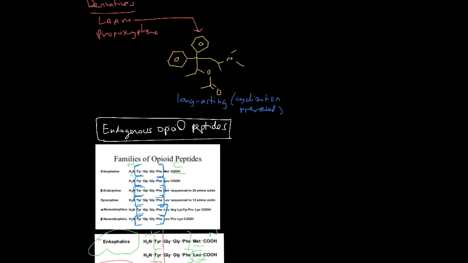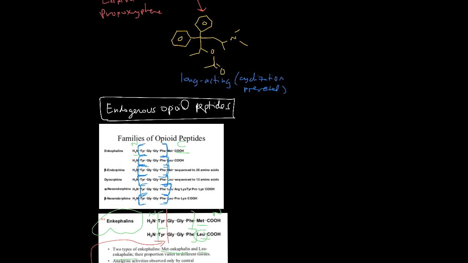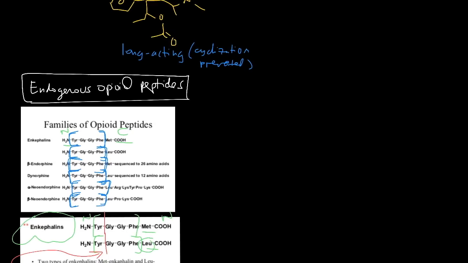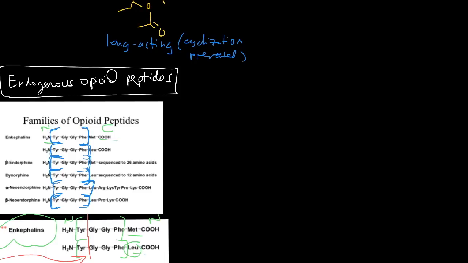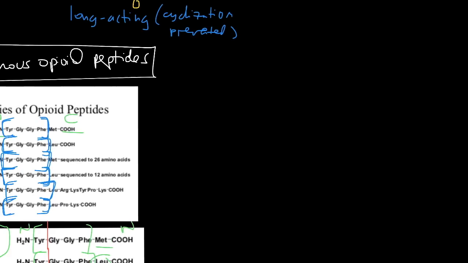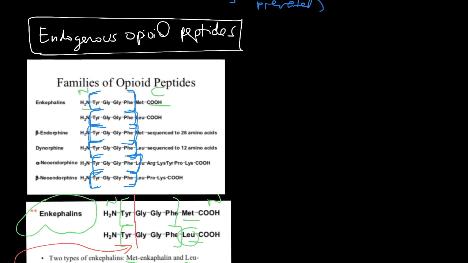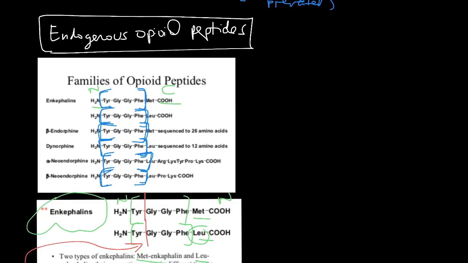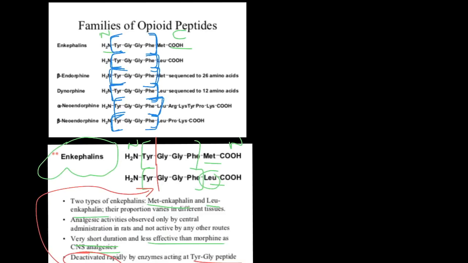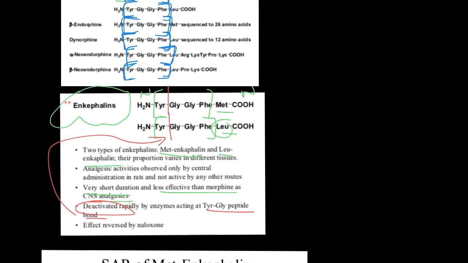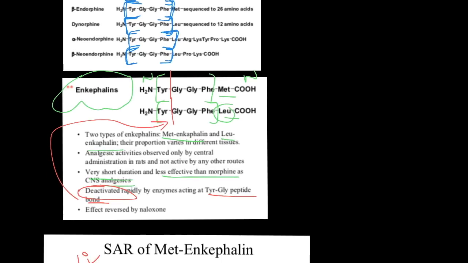Endogenous opioid peptides. These are endogenously produced to reduce pain sensation. Remember, these have the essential amino acids: tyrosine, glycine, phenylalanine. Your enkephalins are your SAR. You have metenkephalins or your leuenkephalins. They have short duration, less effective. They are deactivated by cleavage at the tyrosine glycine site.